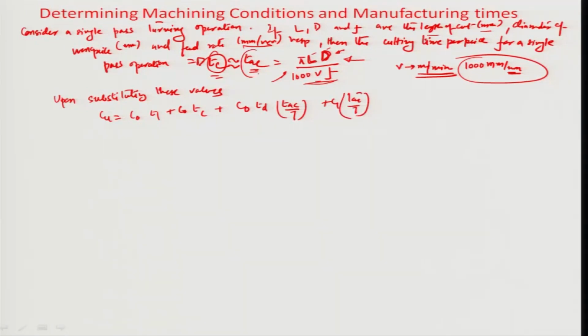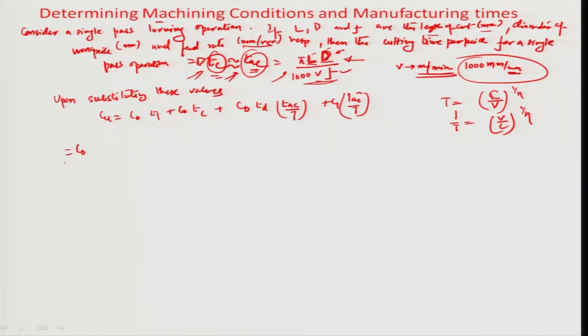Obviously, we know the actual cutting time Tc from the geometrical parameters: length of the workpiece, diameter of the workpiece, the feed rate, and the cutting speed. We also know from the tool life equation that T can be written as C by V to the power of 1 by n, meaning 1 by T can be written as V by C to the power of 1 by n. Having said all this, we substitute these values back into the cost equation.